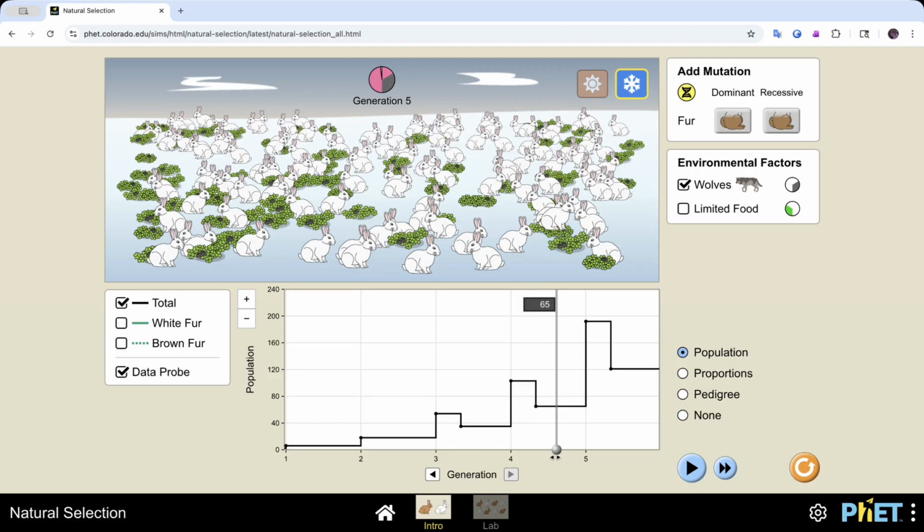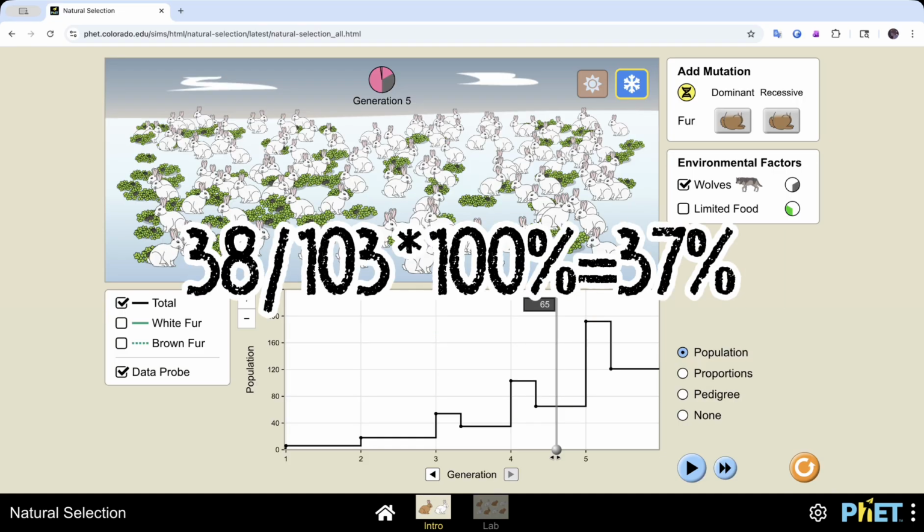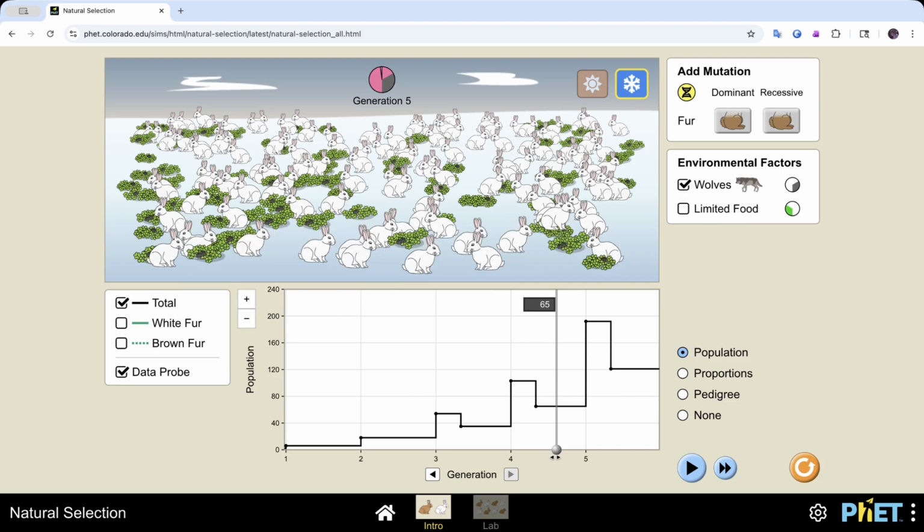Now let's calculate the death rate for Generation 4. The death rate tells us what percentage of the population was lost. We started with 103 bunnies. We lost 38. So we divide 38 by 103 and multiply by 100. That gives us a death rate of approximately 37% for Generation 4. That means wolves wiped out about 1/3 of the entire population in just one generation.